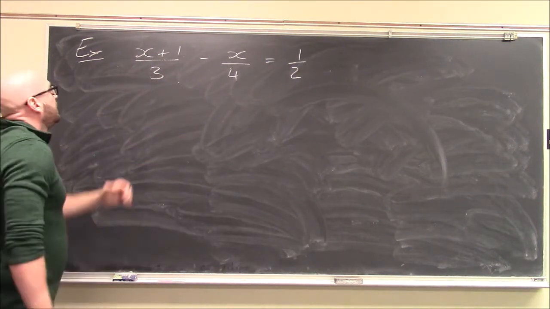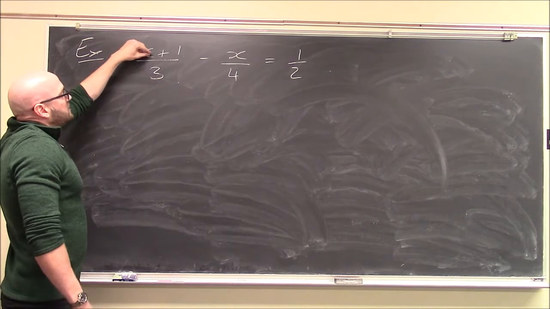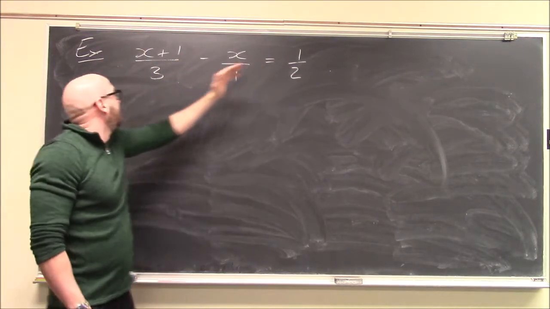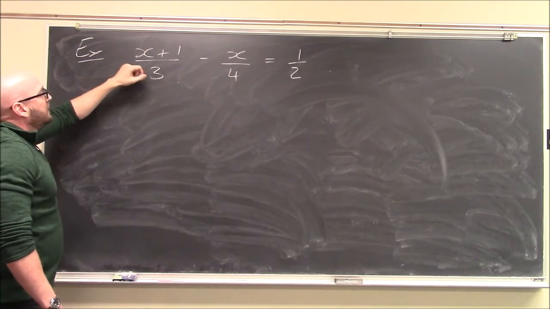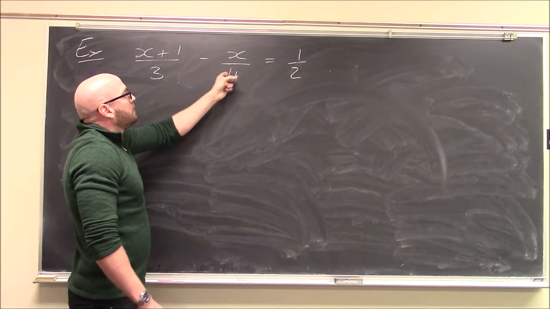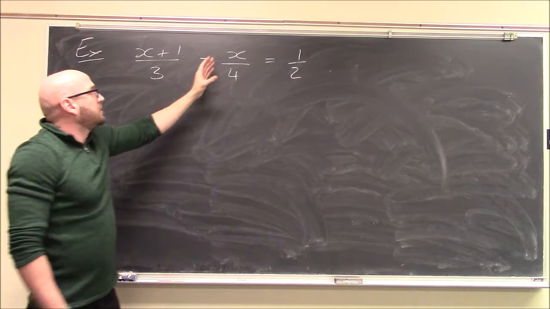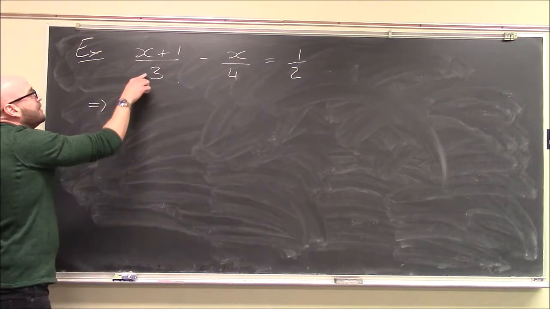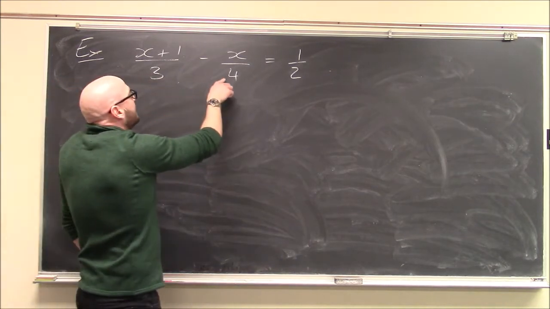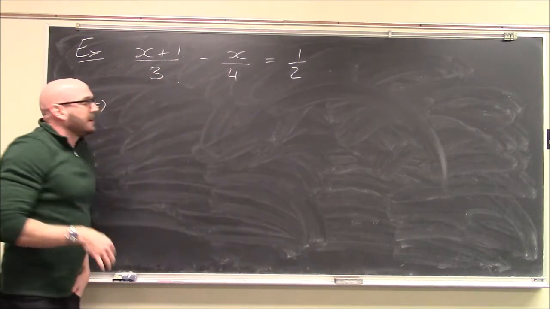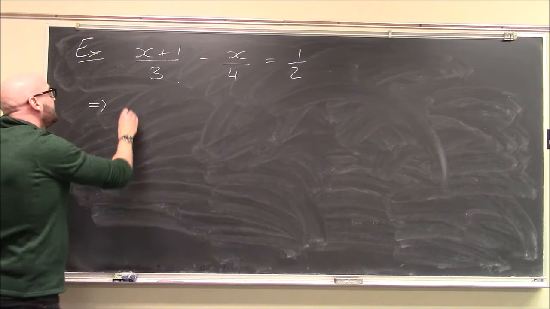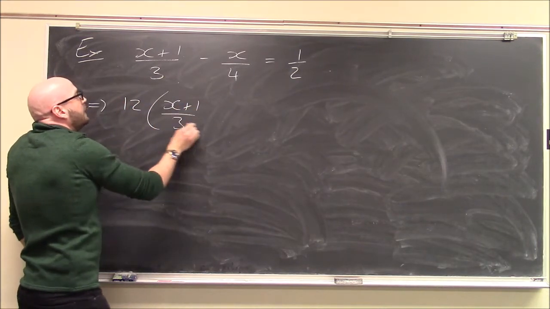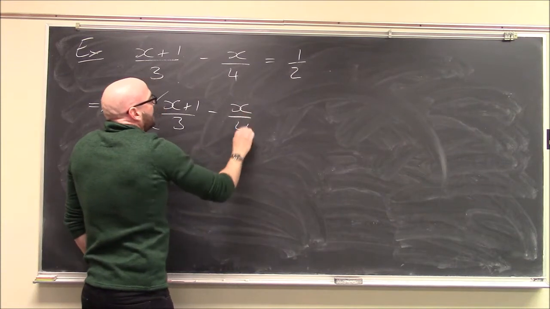So for example, what would I do here to get rid of this fraction, x plus 1 over 3? Well, I'd multiply both sides by 3, right? That would get rid of the 3 here. But then notice I've got x over 4. To get rid of that, I need to multiply both sides by 4. So how about we do this all in one go? I know I need to multiply both sides by 3, and I need to multiply both sides by 4, so that's equivalent to multiplying by 12. So let's just do that all in one go. We'll multiply both sides by 12 right off the bat.